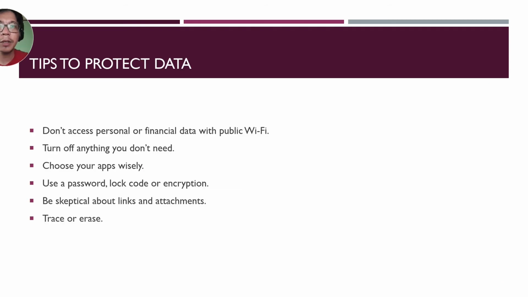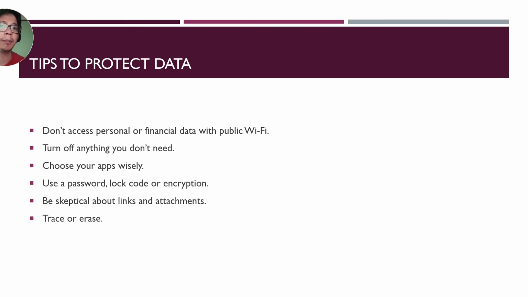So what we have here are tips to protect our data. First, don't access personal or financial data with public Wi-Fi. Turn off anything that you don't need. You can also delete the app. If you don't need it, don't use it. Also try to protect yourself from allowing apps to use your GPS or the wireless connection. Next is choose your apps wisely. Next is use a password, a lock code, or encryption.